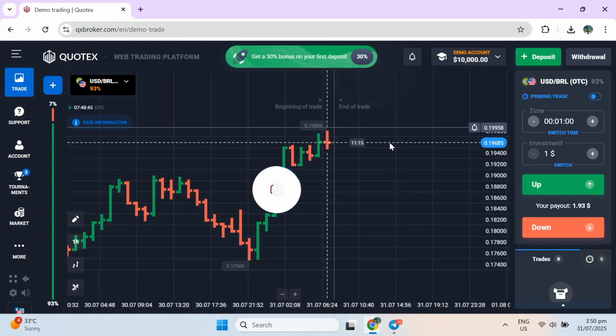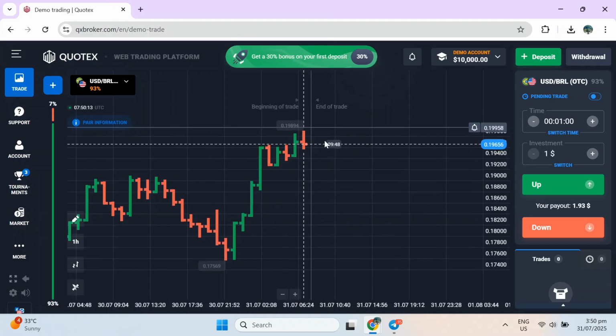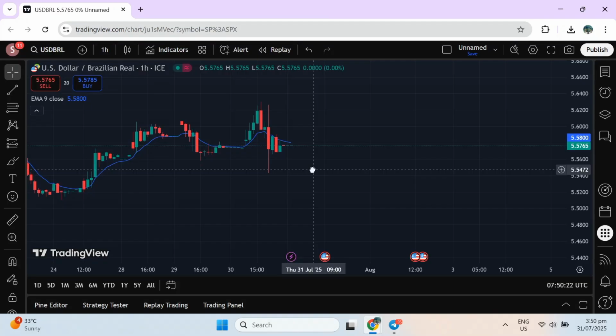So that's it. You cannot connect your Quotex using Tradingview, but you can use Tradingview as your stepping stone, or your trading platform, or your indicator platform. So that's it. That's how you connect your Quotex to your Tradingview.